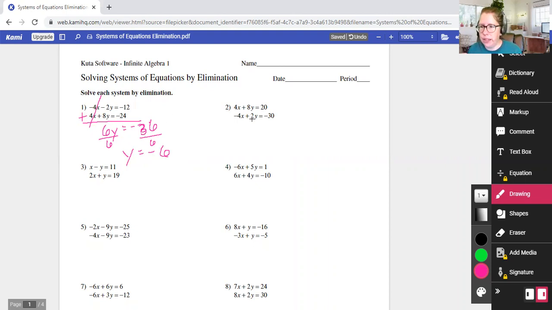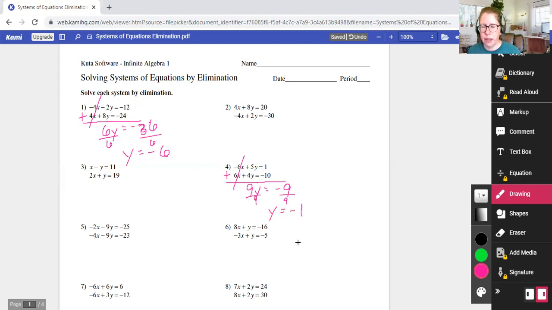All right, let's do that again for number 4. So if we look over here, I've got a negative 6 and a positive 6. So once again, all I have to do is add. Negative 6x plus 6x cancels out. 5 plus 4 is 9y. And 1 plus negative 10 is negative 9. Divide by 9. And y is negative 1.